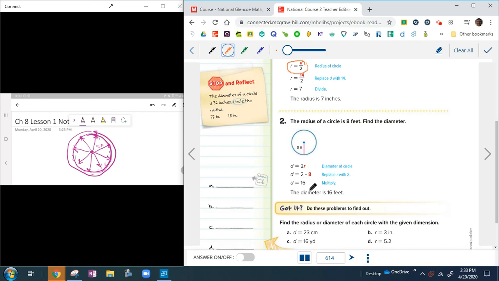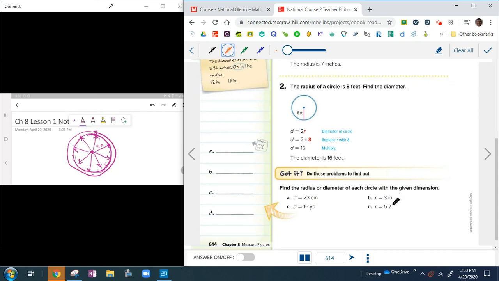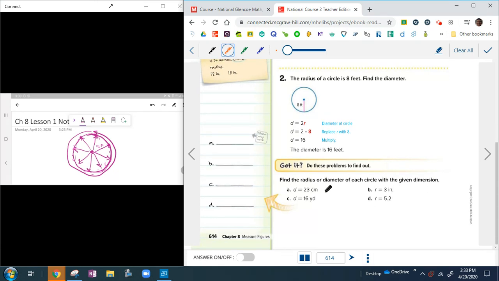All right, so if they give you the diameter, divide it by 2 to get the radius, like this one here. If they give you the radius, then times it by 2 to get the diameter. All right, so go ahead and pause and try these 4 problems, and then when you unpause, I'll turn the answers on so you can see if you got them right or not.